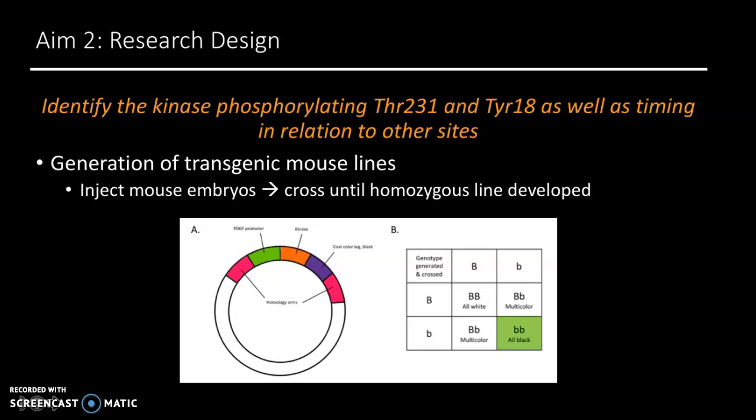After injecting the mice, the offspring, this mouse should become half white and half black. And then I will cross these mice, and you can see this in part B of my figure. And simply due to Mendelian genetics, I should get about 25% of their offspring being all black, which indicates that they have the kinase that I'm interested in.